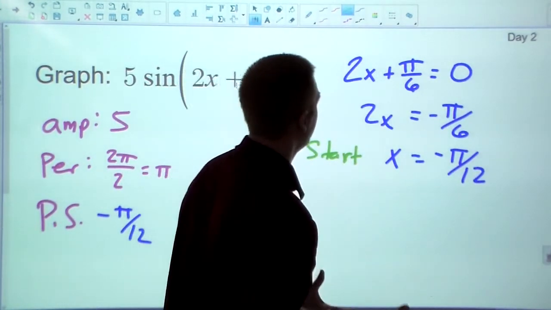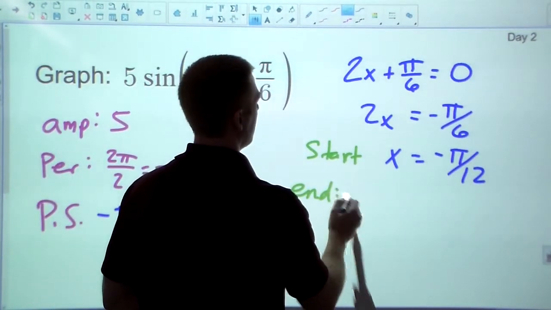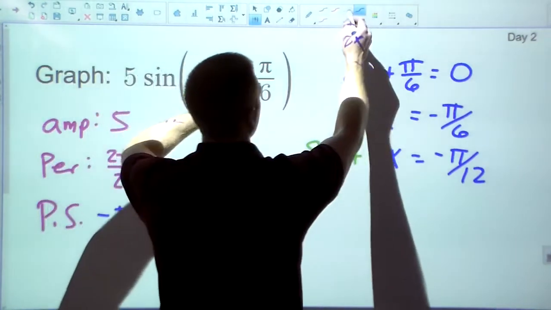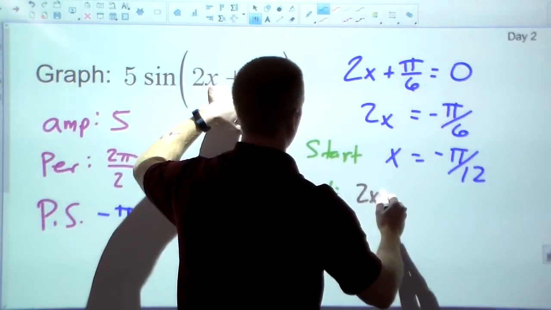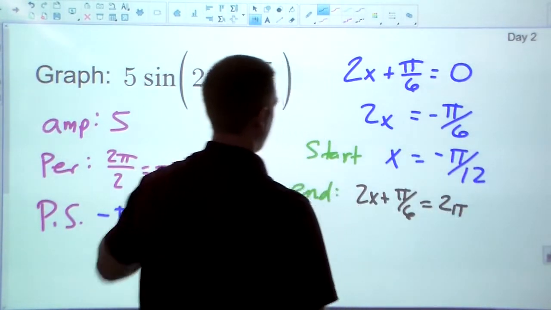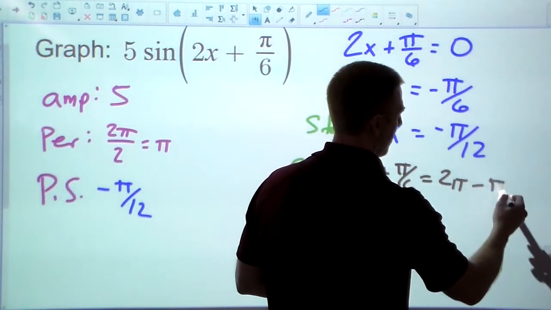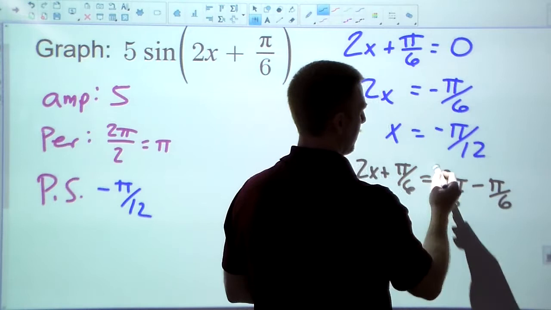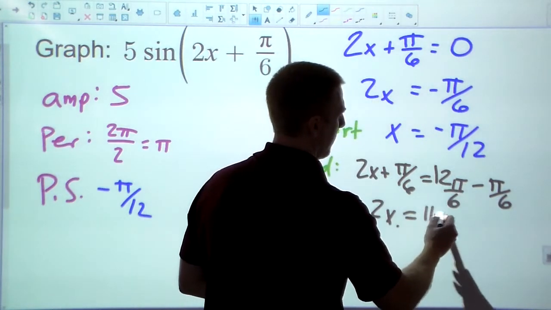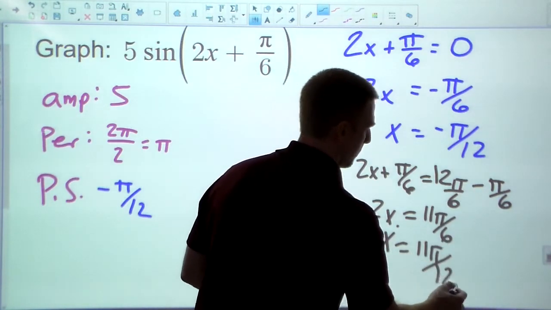Now, if you want to do the ending point, you just figure out where sine usually ends, which is at 2 pi. When this stuff in here equals 2 pi, you'd be done. So 2x plus pi over 6, set that equal to 2 pi, and see what you get. Well, 2 pi minus pi over 6, if this was going to be over 6, that would be 12 pi over 6. So 2x will equal 11 pi over 6, divided by 2, and we get 11 pi over 12.